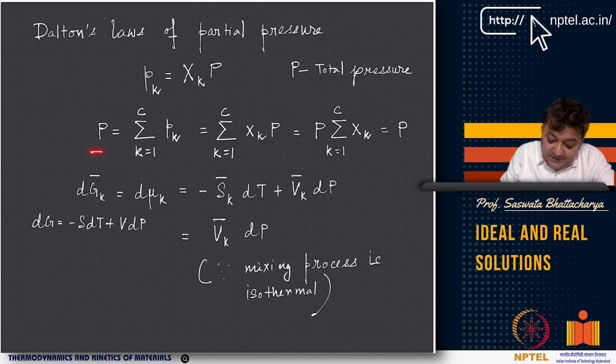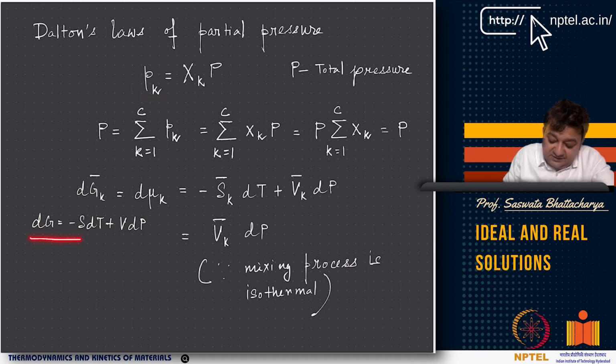Now P is the summation of Pk, k equal to 1 to C if you have C components, which is the summation of xk P. As you can see, the summation of xk times P, where P is the total pressure which is constant, gives P equal to P. So it is a consistent definition: partial pressure equals mole fraction times total pressure.